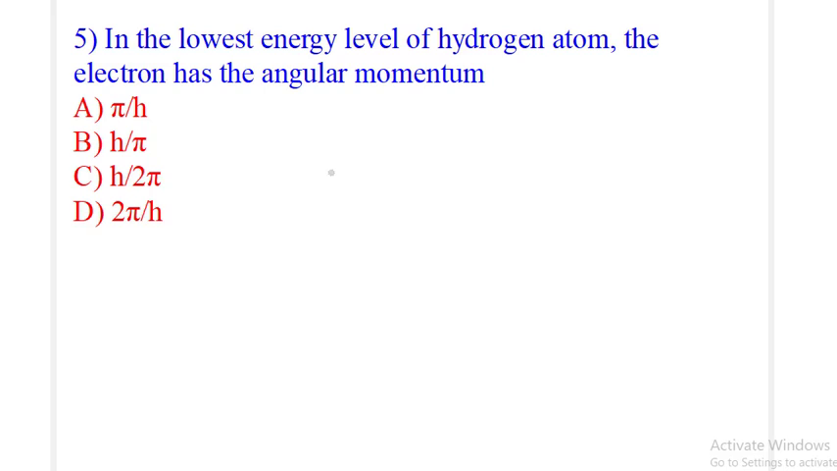Next we come to question number 5. In the lowest energy level of hydrogen atom, the electron has angular momentum. So we have different energy levels. In the lowest energy level, the angular momentum equation according to Bohr's theory is given by nh upon 2 pi.